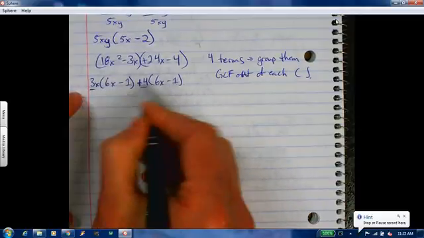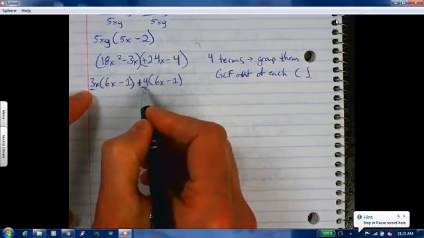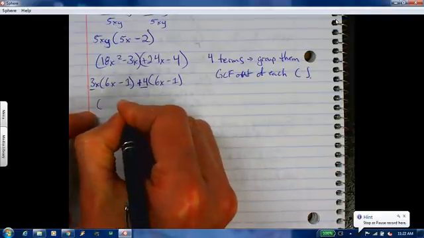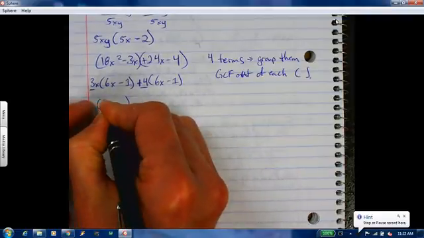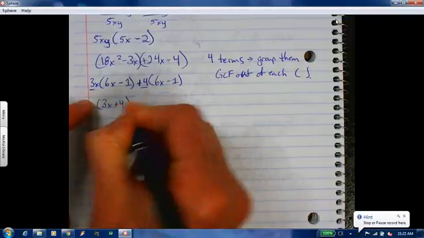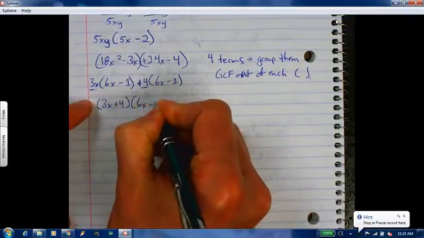Where do those two terms go? They're going to go together in a parenthesis. This is the reverse of the double distribution. And that'd be your answer.